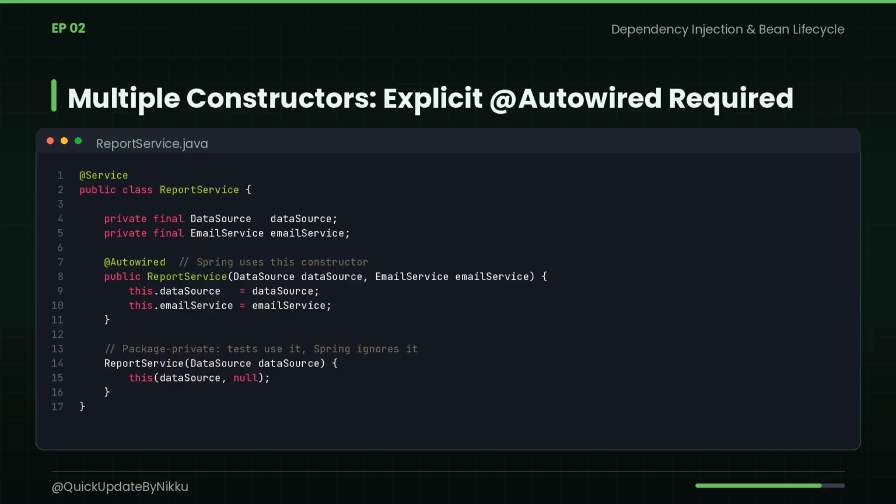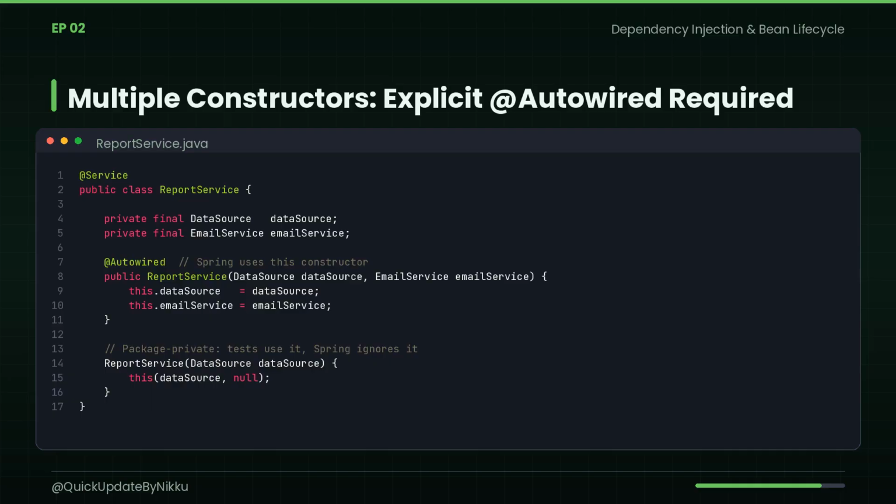When multiple constructors exist, Spring needs explicit guidance. Placing @Autowired on one constructor tells Spring exactly which to use. Without it, Spring falls back to the no-arg constructor, and if no no-arg constructor exists, it throws an exception at startup. The package-private convenience constructor is purely for tests. It lets a test class instantiate ReportService with only a DataSource, without needing a full EmailService wired up.